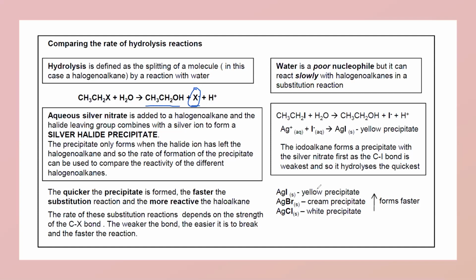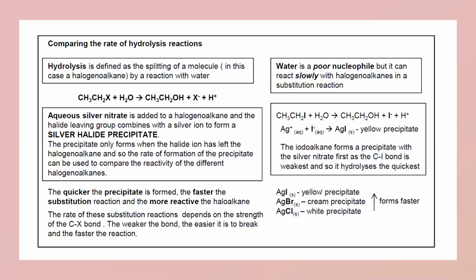Silver iodide: if this halogen was iodide, it will give a yellow precipitate. If bromide is there, a cream precipitate. And if chloride is there, it will form a white precipitate. And for confirmation, we can add dilute aqueous ammonia. If we add dilute or concentrated, silver chloride will dissolve. But if we add dilute, silver bromide will not dissolve, only concentrated it will dissolve. And silver iodide is insoluble.